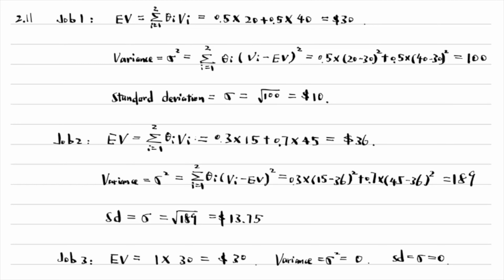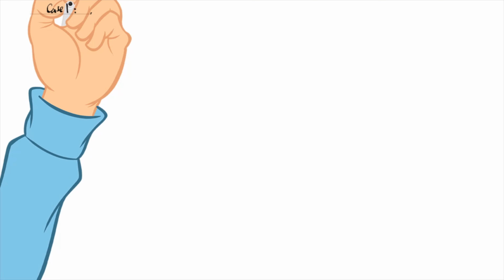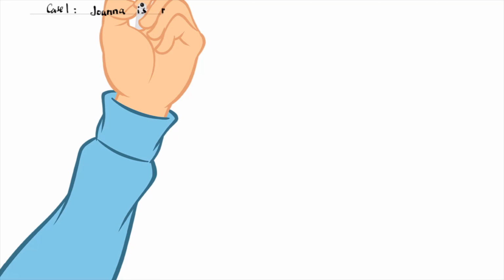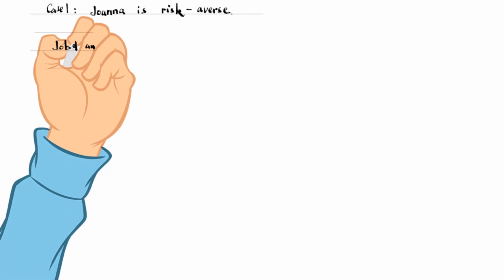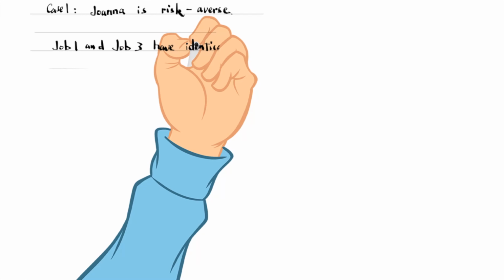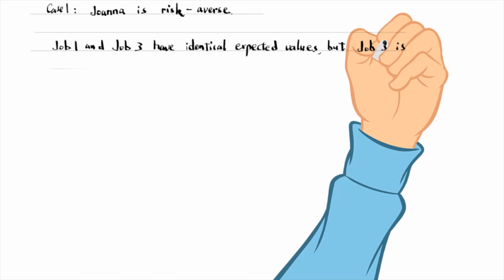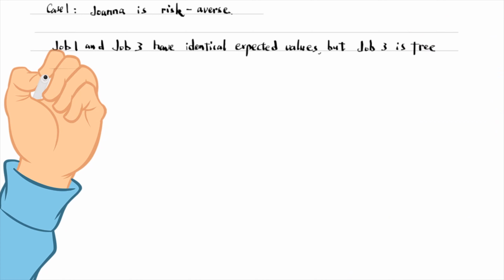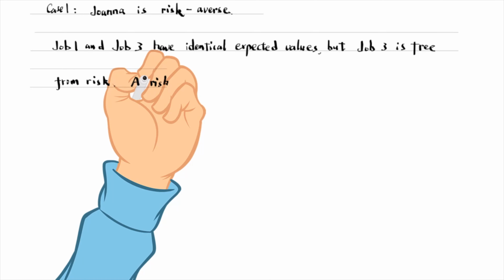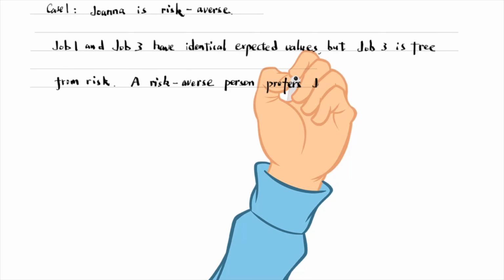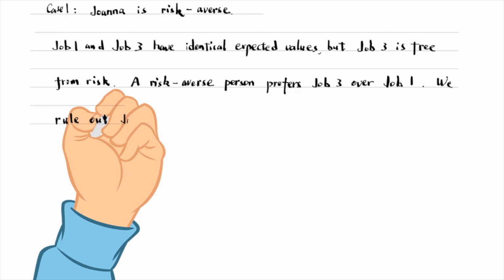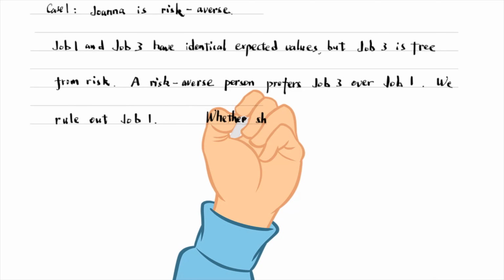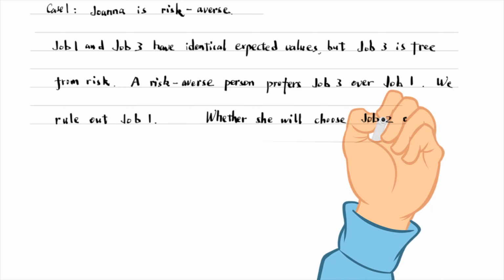We first consider case 1, in which Joanna is risk-averse. Job 1 and Job 3 have identical expected values, but Job 3 is free from risk. A risk-averse person prefers Job 3 over Job 1. We rule out Job 1. Whether she will choose Job 2 or 3 depends on her utility function.